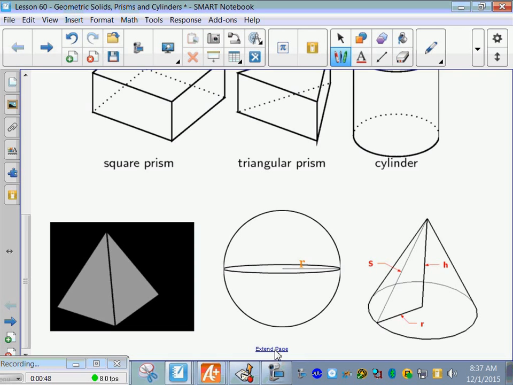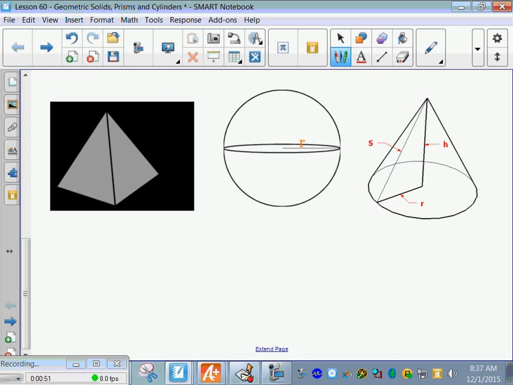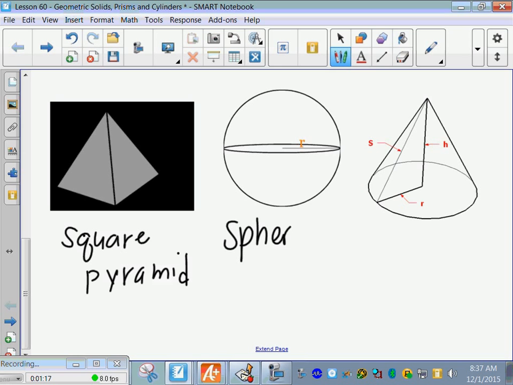All right, how about some more of these really fun ones? What about this one? That is a pyramid. What kind of pyramid is it? Yes, a square base, and pyramids meet at a point. So prisms are double faces. Pyramids meet at a point like that. How about this one? A sphere. And this one? A cone. Good job.